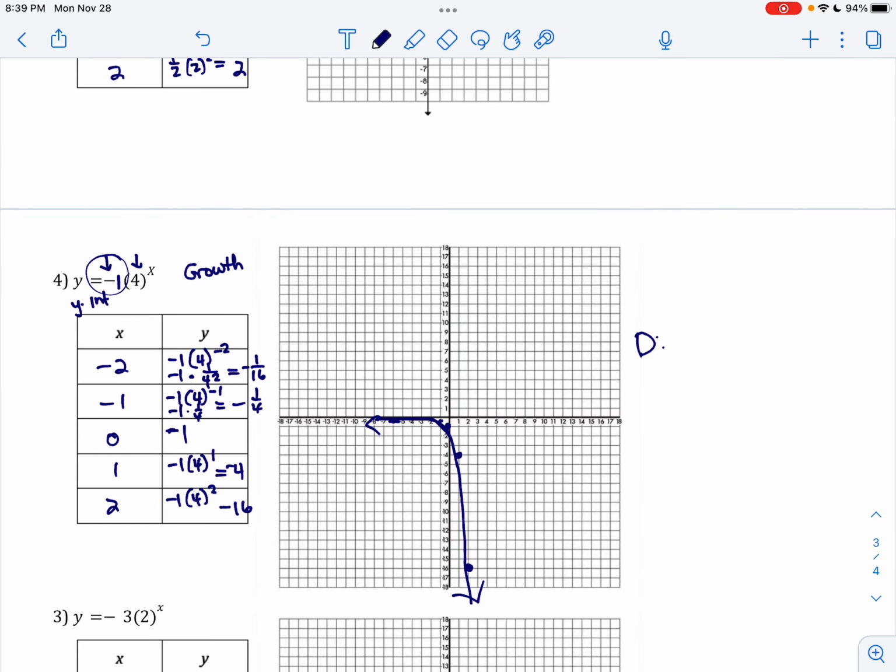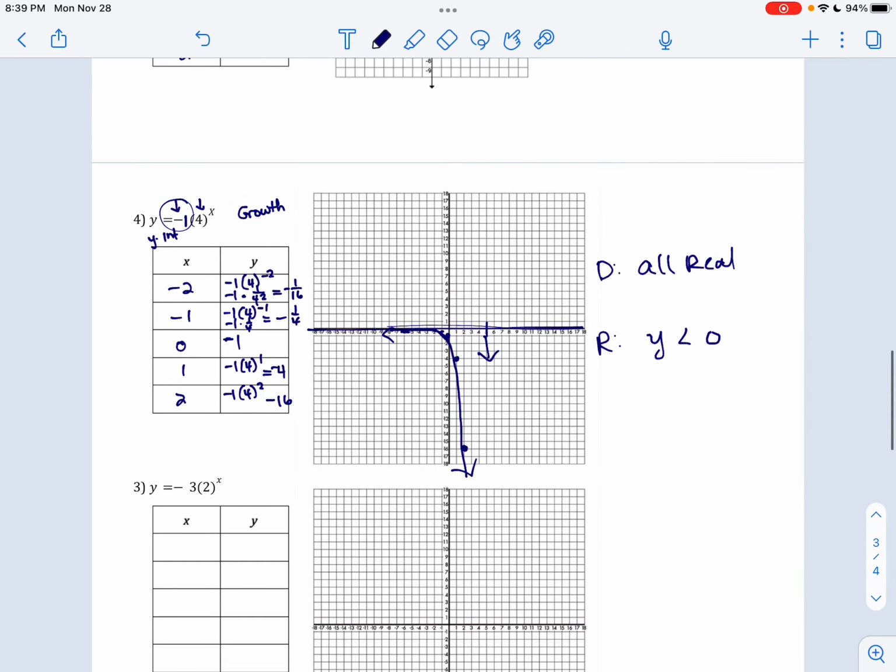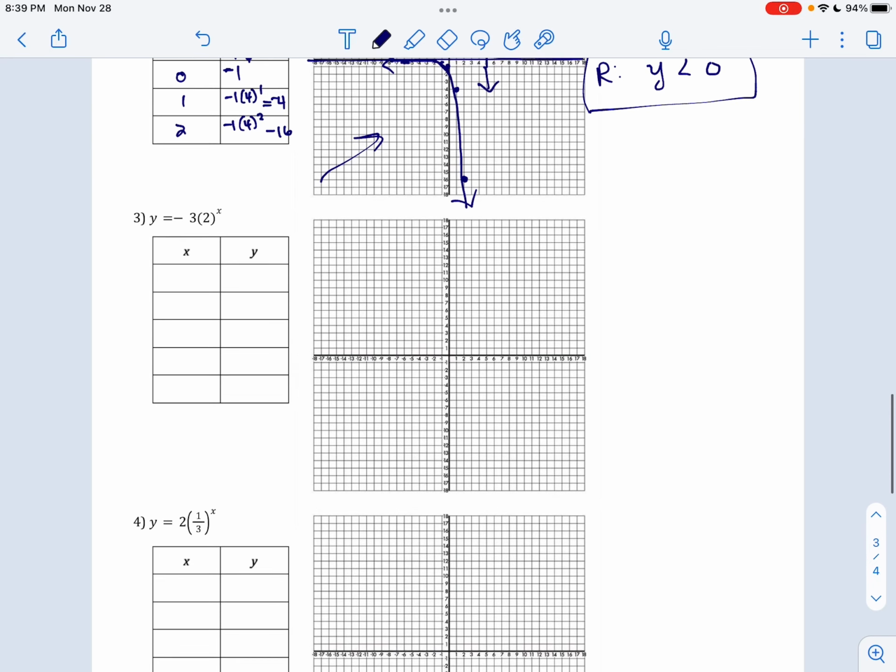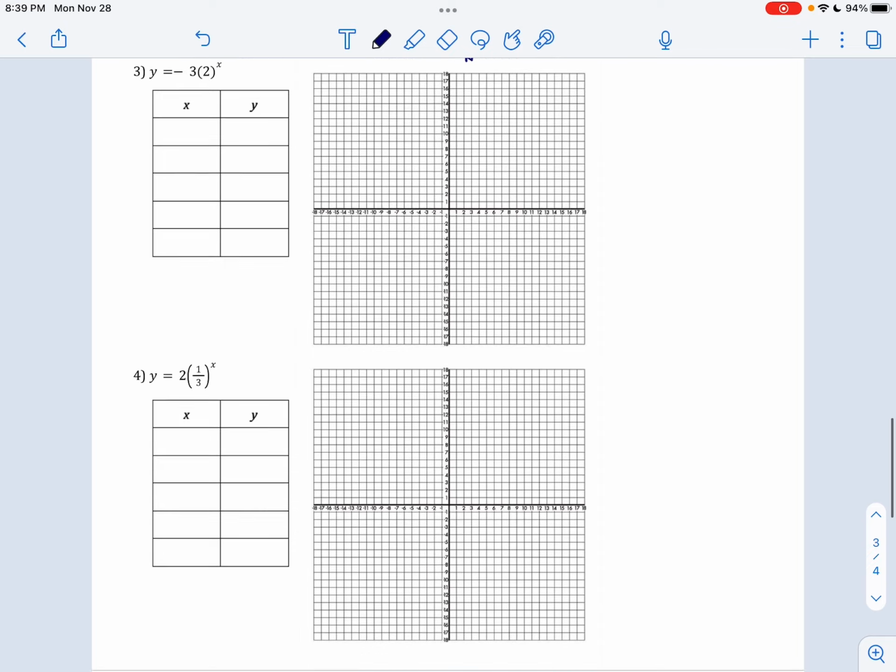The domain is all real. And the range, since it's below the x-axis, is going to be y is less than 0. That's the only change: when the y-intercept is negative, the range is going to be y is less than 0, and the graph is going to be underneath the x-axis. All right.